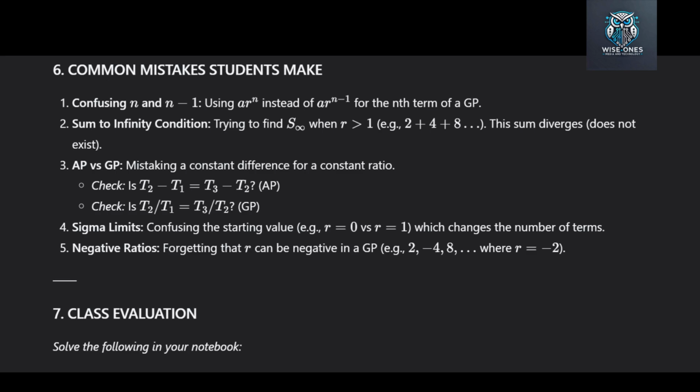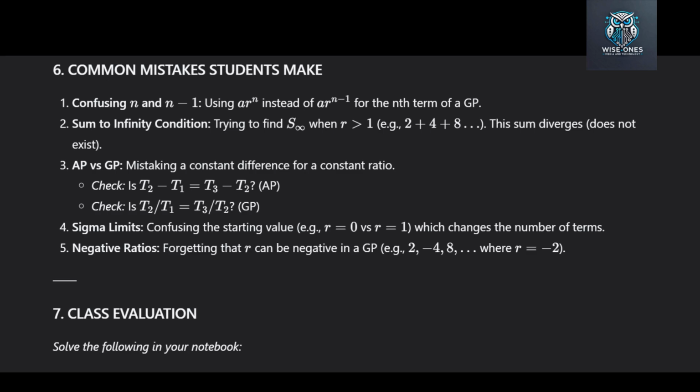Mistake number 3, AP versus GP, mistaking a constant difference for a constant ratio. Correction. Check by subtracting terms for AP. Check by dividing terms for GP. Mistake number 4. Sigma limits. Confusing the starting value. If it starts at r equals 0, there are more terms than if it starts at r equals 1. Correction. Count the terms carefully.